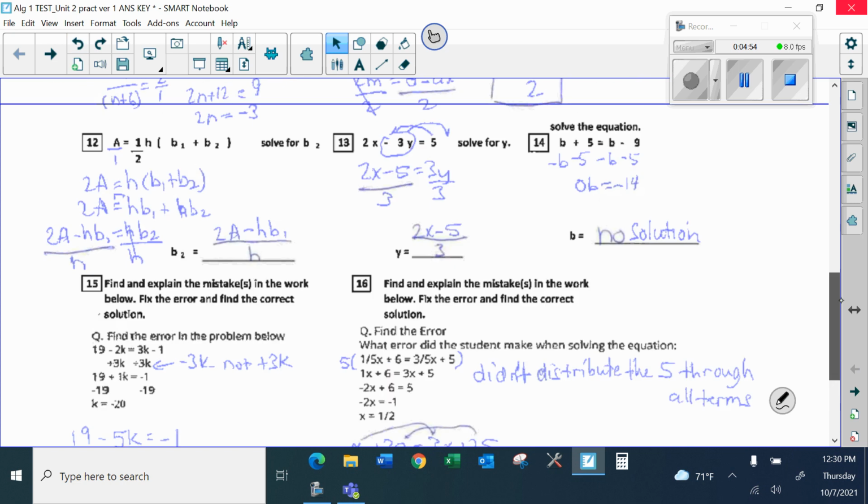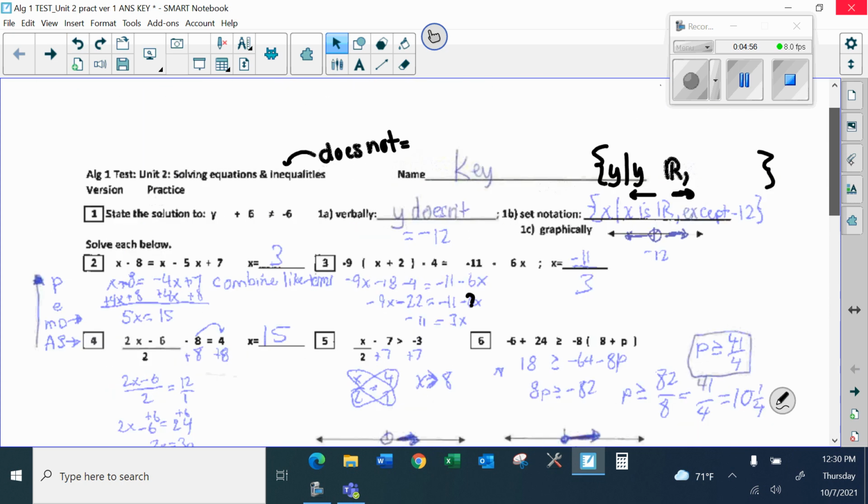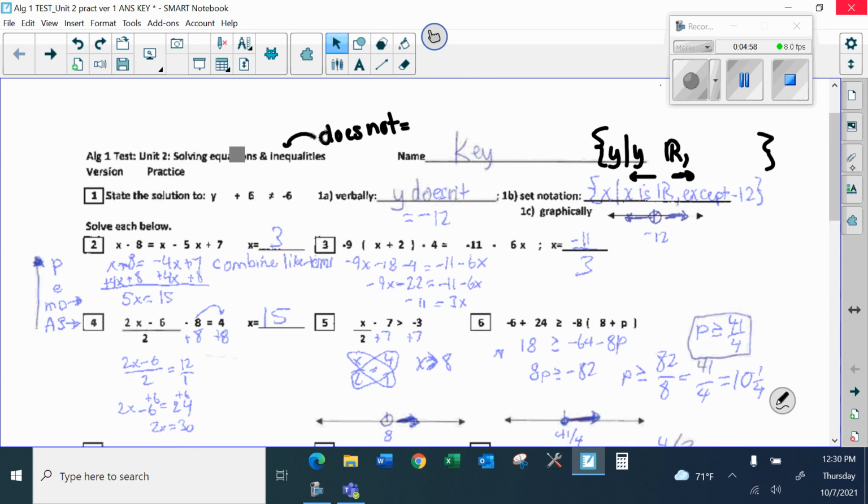Just scroll down here. Okay, if you're going to put a dot, after you've completed the whole test, you go back and look for your dots and say, okay, I want to check that answer, see if it makes sense. All right, number 3, distributive property.